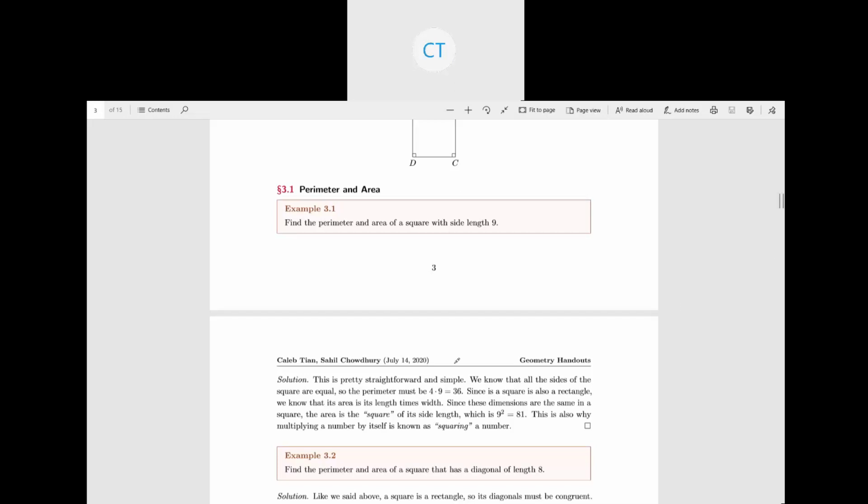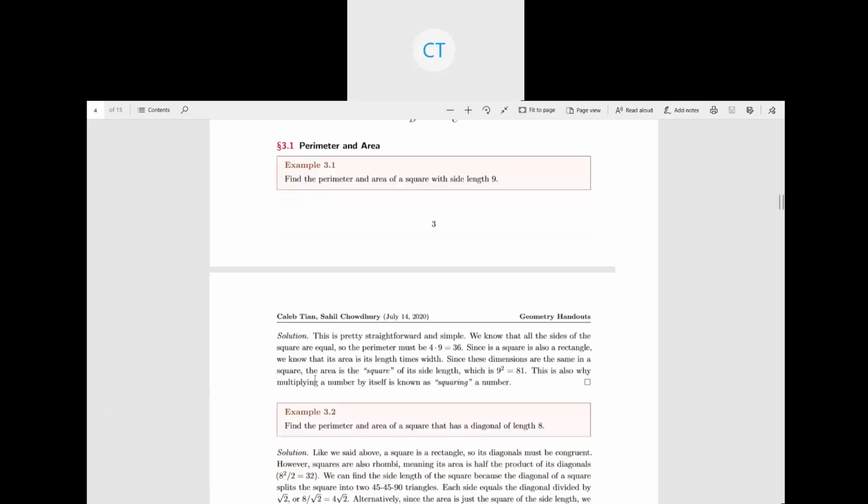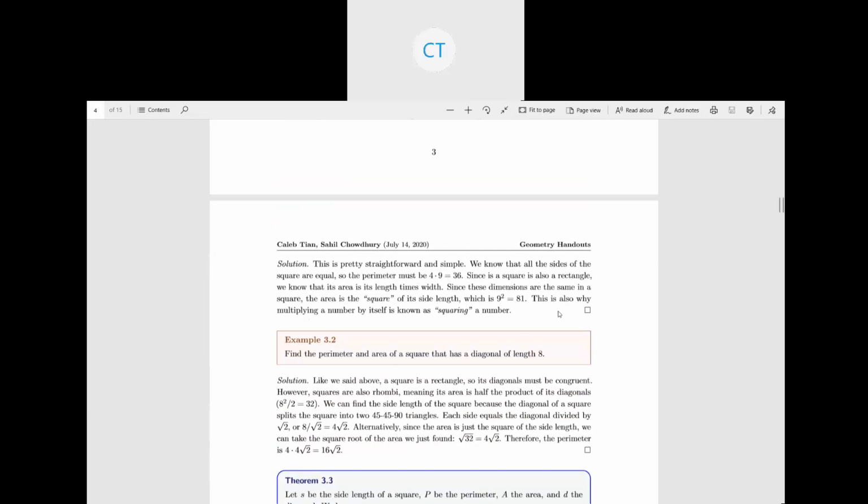All right, I'm going to go over the solution now. So we know that squares are rectangles, and we learned before that rectangles have diagonals that are congruent. Squares are also rhombi, so the area is going to be half the product of the diagonals. So it's just going to be 8 squared divided by 2, which is 32.